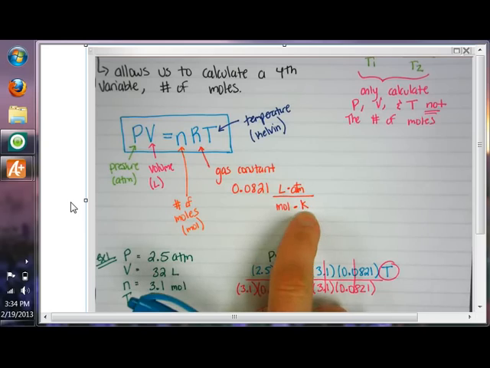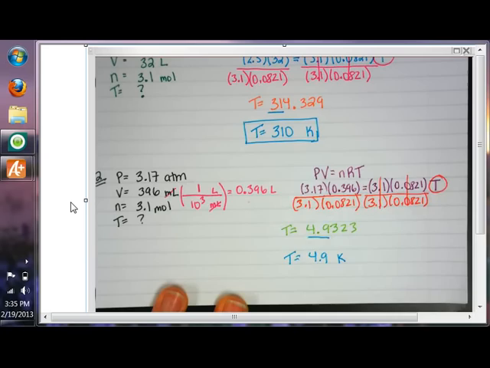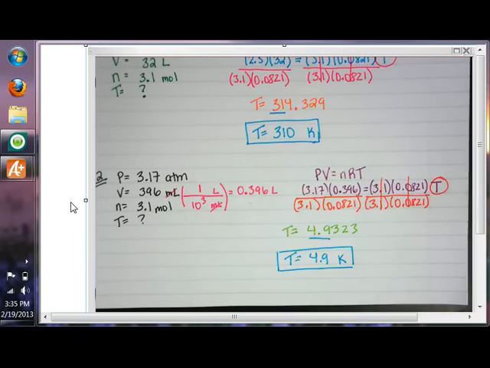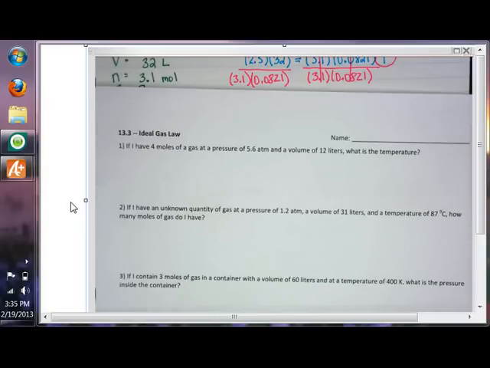Now T is temperature, and according to my gas constant, my temperature has to be in Kelvin. So I'm going to put a K for the unit for temperature and box that guy up, because that is the correct answer. Now, if you get out, not your homework, but if you get out 13.3, it looks like this. If you don't have it, just pause the video and find it.